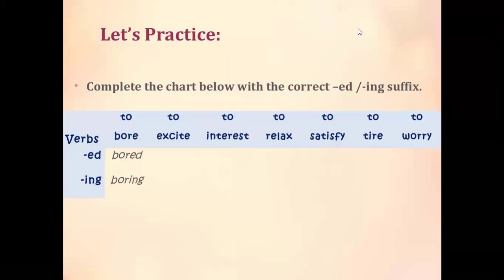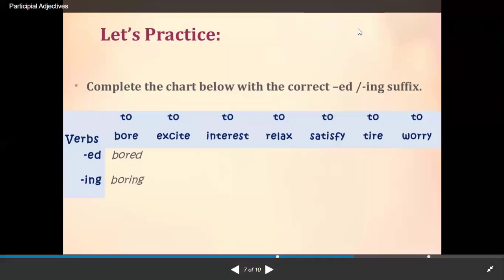So, if you have any questions about participle adjectives, do tell me. Don't worry, I will check your assignment. I gave it to you yesterday, and some of the students have sent it to me, and by today maybe I would be able to check. Now, if you don't have any questions, I'll give you homework for this. Note down on the screen some of these words: bore, excite, interest, relax, satisfy, tire, and worry.